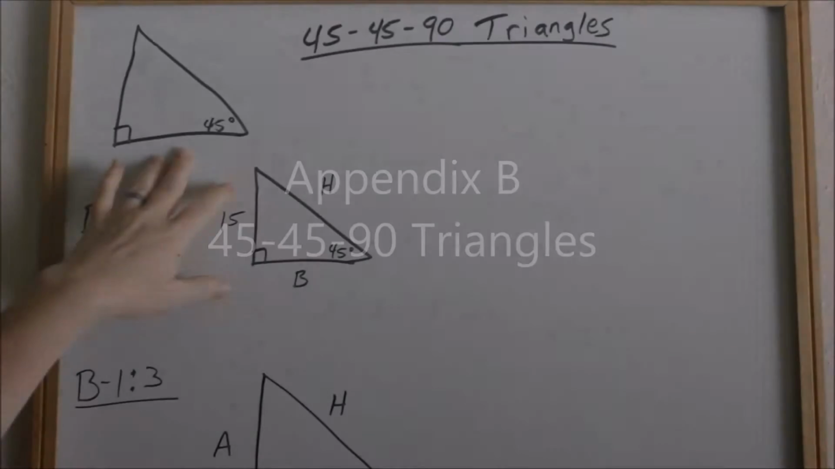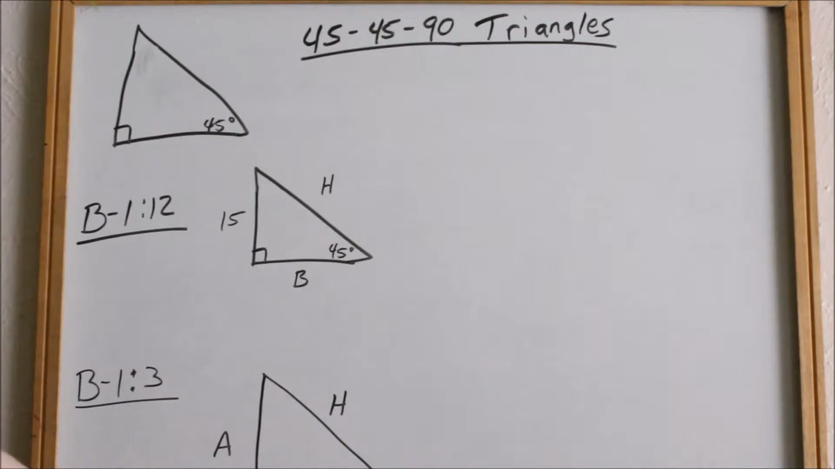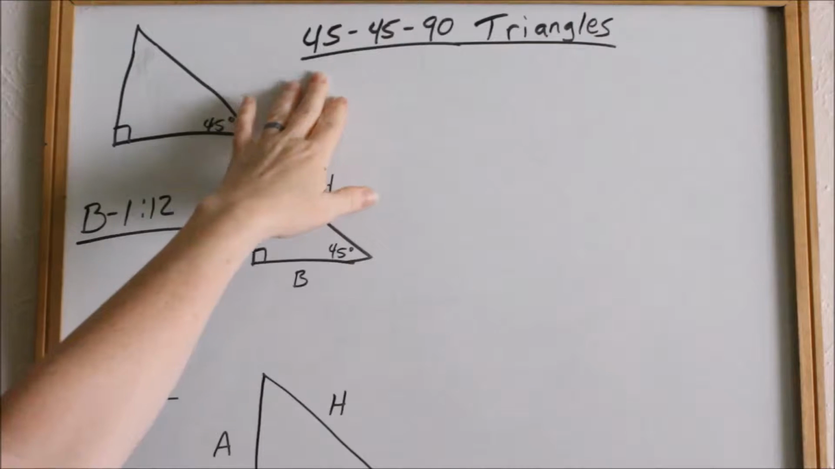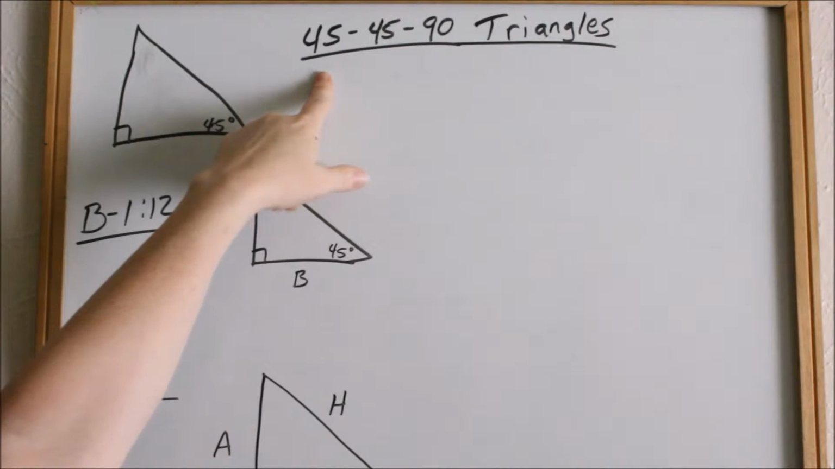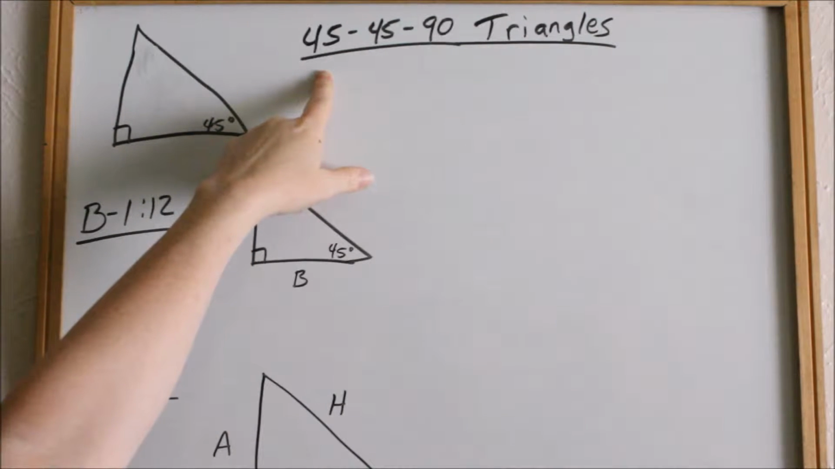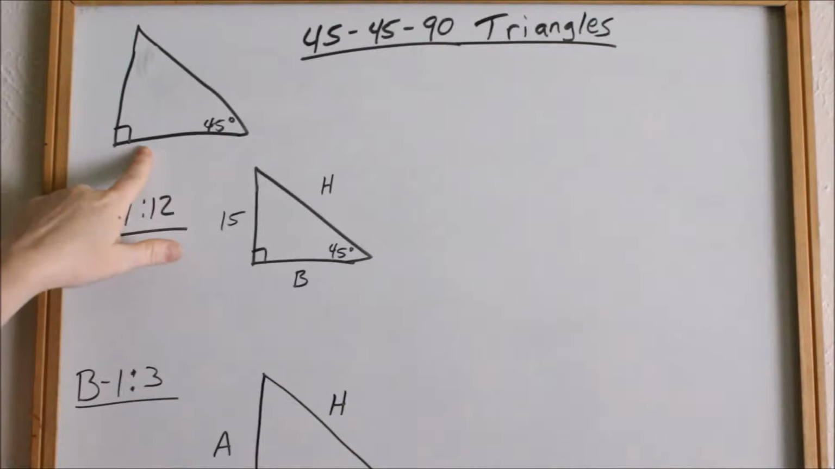In Appendix B, that's a review of special triangles. One of the first special triangles you learn about is a 45, 45, 90 degree triangle. So that's what this looks like. Since one of the angles is 90 degrees, it's still a right triangle.